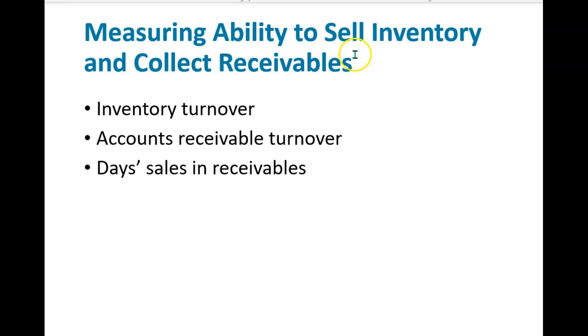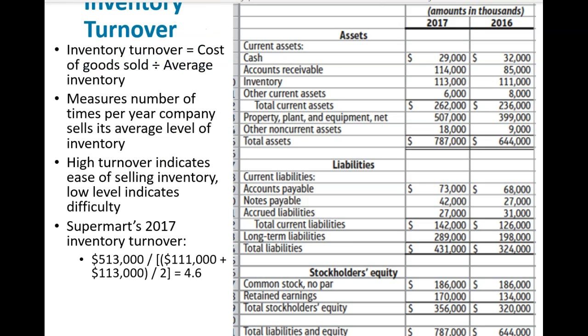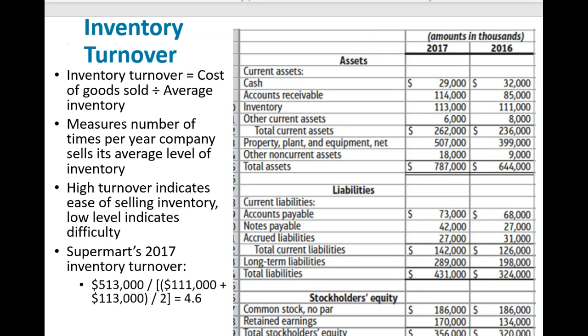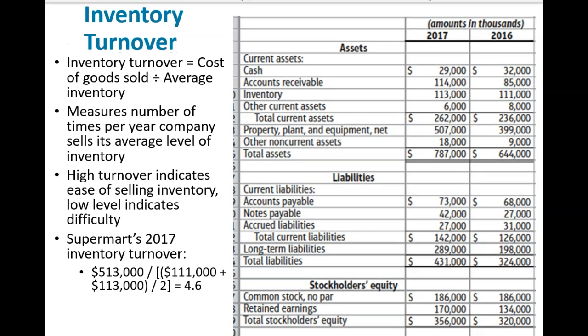Now we'll look at your ability to sell inventory and collect receivables. What we look at is how many times the inventory turns over and accounts receivable, and how many days of sales are sitting in the receivable. Remember, we're going to compare ourselves to other companies, so then you know whether or not you're in good shape or bad shape, or compare yourself to the same company in the prior year.